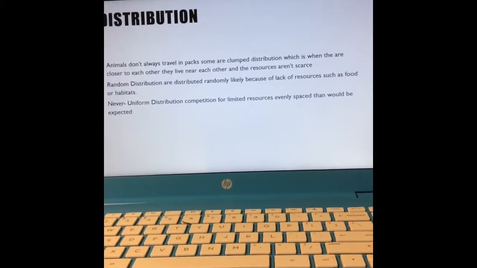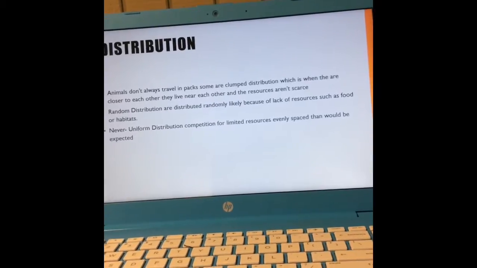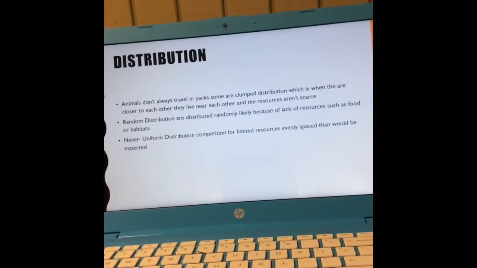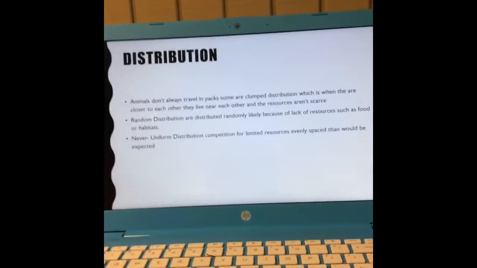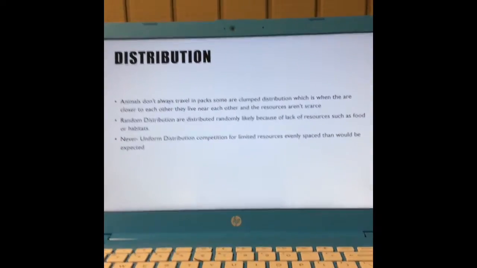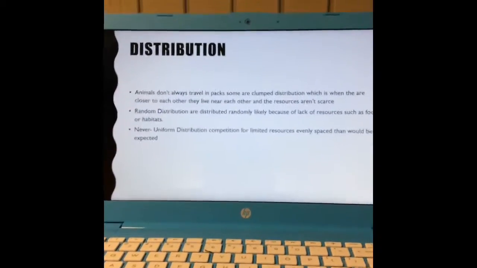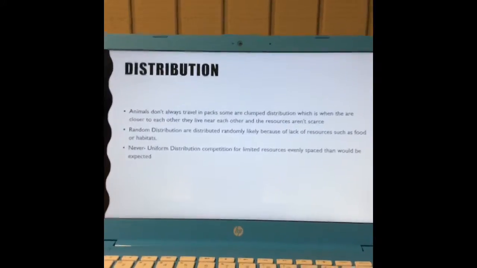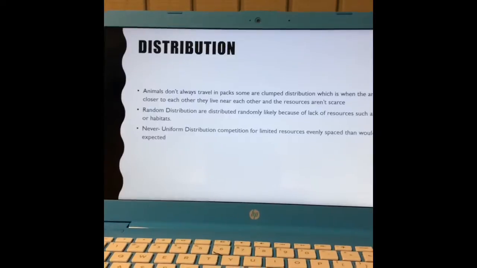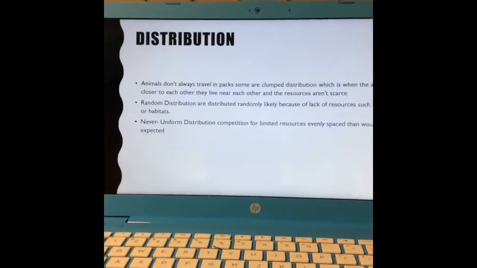Animals don't always live close together. Resources such as habitat and food don't always allow them to. If resources are scarce, then they will live in random distribution, which is more common in animals like deer. They need their own space to eat and to live. Or they will live in uniform distribution, which is limited resources but they are evenly spaced out amongst each other. Unlike clump distribution.